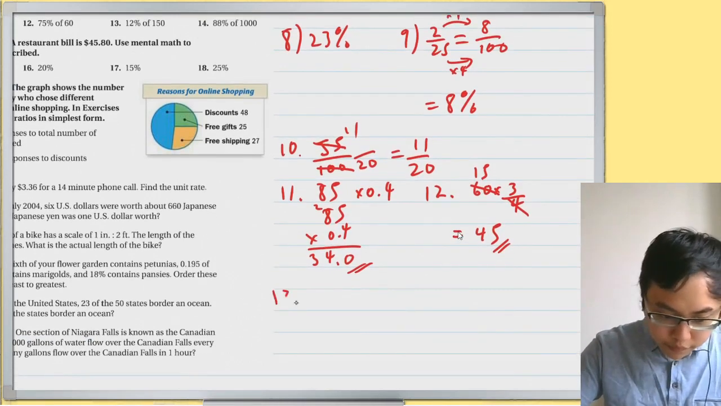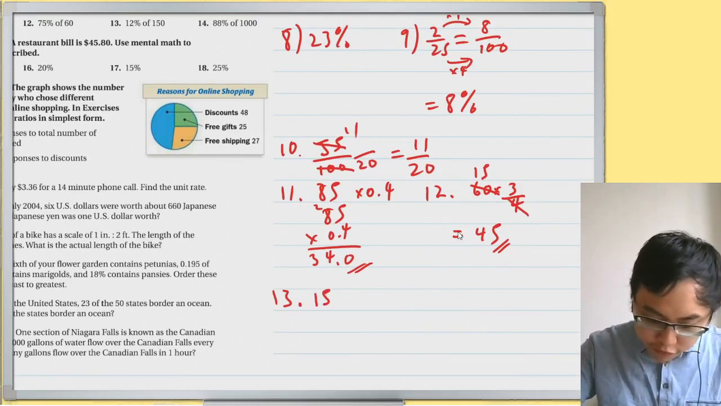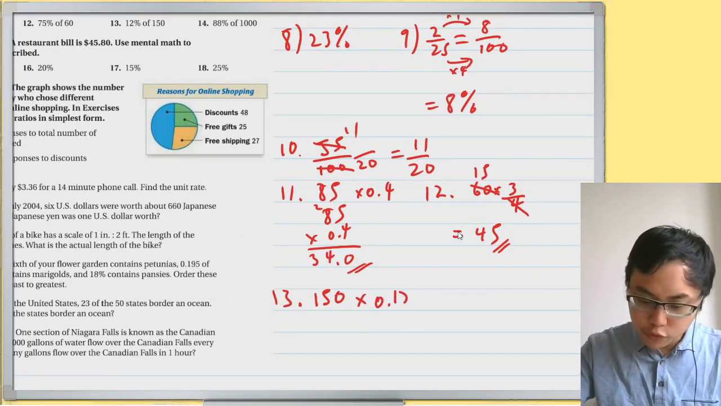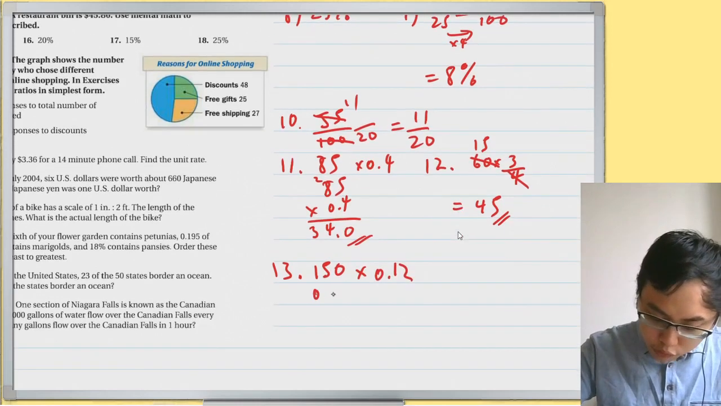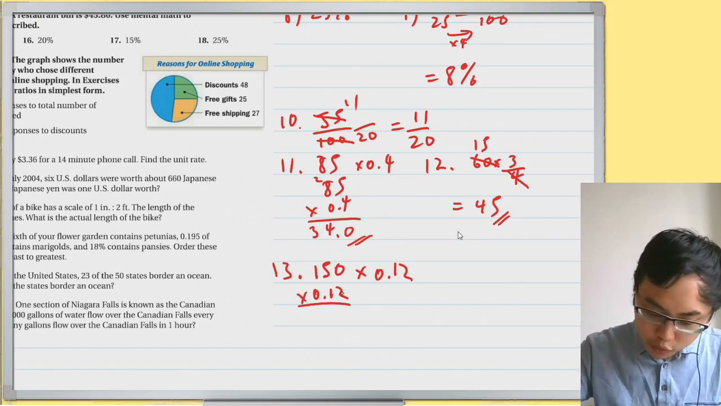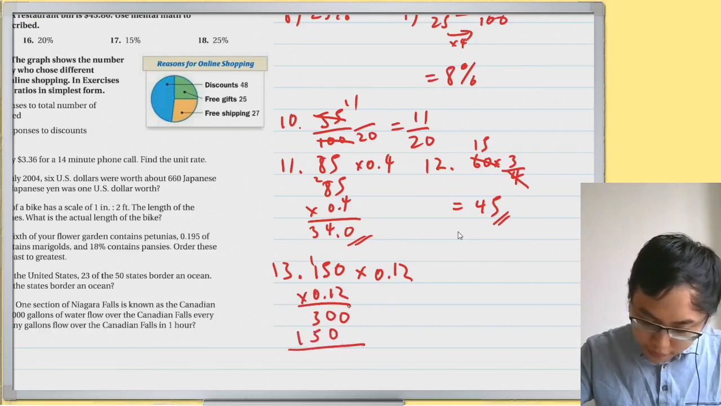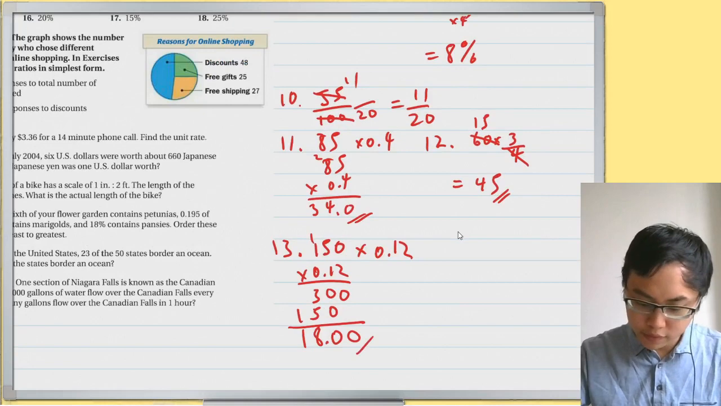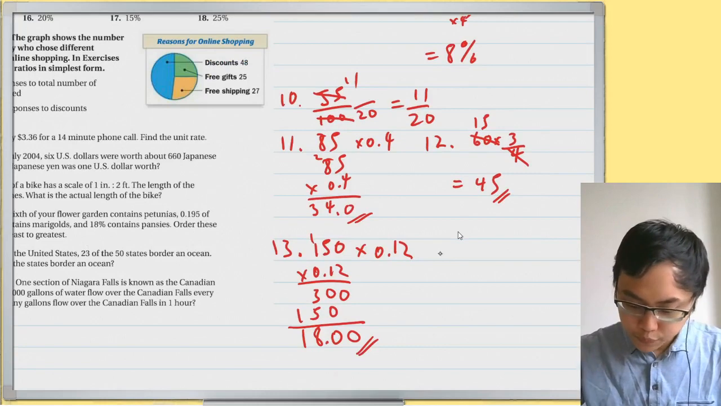Question 13. 12% of 150, that's going to be 150 times 0.12. Now I'm going to do this as a decimal. I will show this in long multiplication, how we would do this. 2 times 0 is 0, 2 times 5 would be 10, 2 times 1 is 2, plus 1 is 3, and then that's 0, 5, 1. Add them together, that's 0, 0, 8, 1. 2 decimal places, so that is 18 in the end. So 12% of 150 is 18.